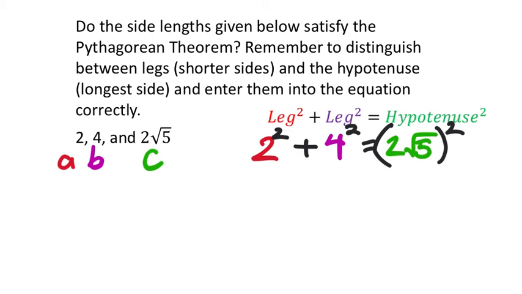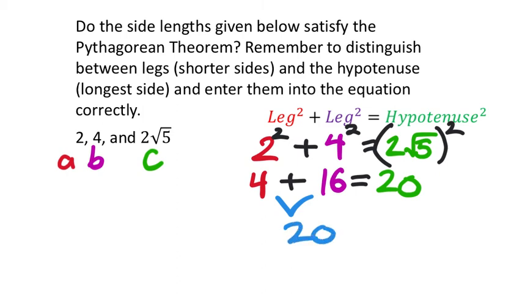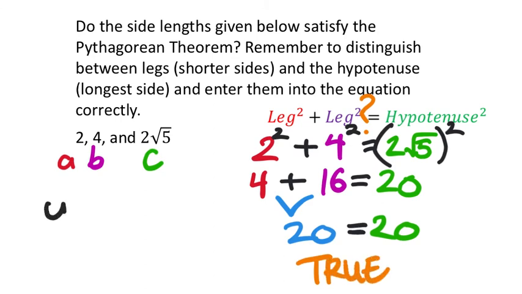Okay? So on my calculator, I push 2 to the power of 2 is 4. 4 to the power of 2 is 16. 4 plus 16. Now, let's see. What does this equal? 20. Right there. That's what I got. And what do I know? I do know that 4 plus 16 is 20. But does 20 in blue equal 20 in green? Yes, it does. Because that's what we're actually seeing, if this is actually equal. And yeah, that's a true statement. Which means that yes, these three side lengths would make a right triangle.